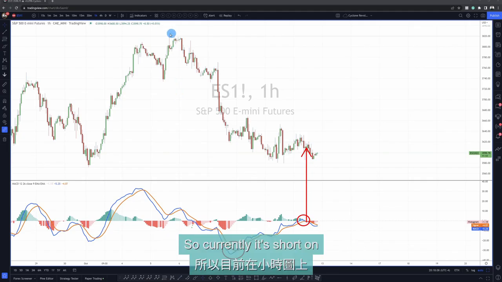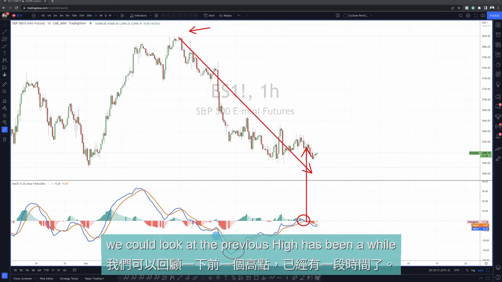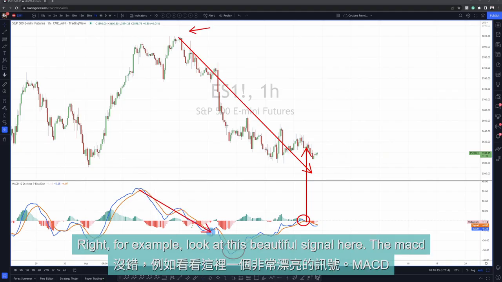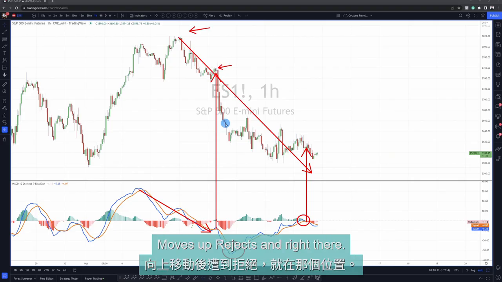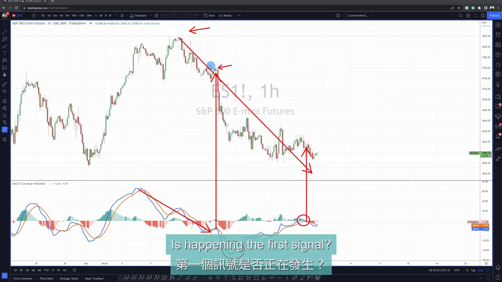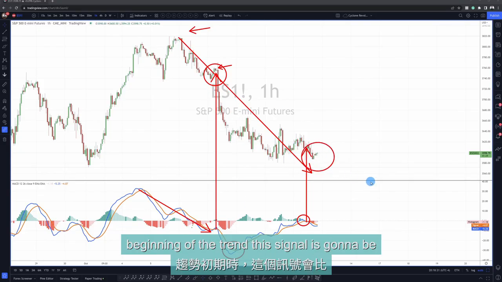Of course, we have to start being careful because look at the previous high. It has been a while, right? For example, look at this beautiful signal here. The MACD crosses down, is bearish, moves up, rejects, and right there is happening the first signal. So of course, when you are at the beginning of the trend, the signal is going to be better than when you are almost at the end of the trend.